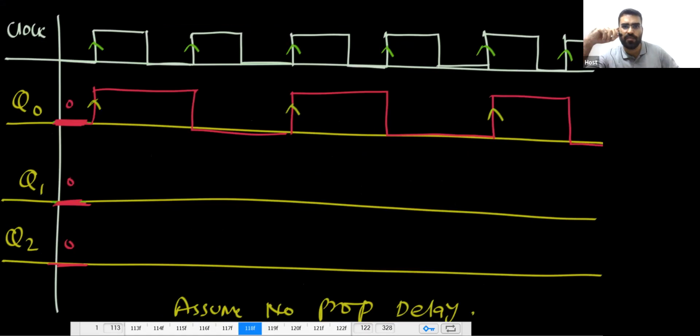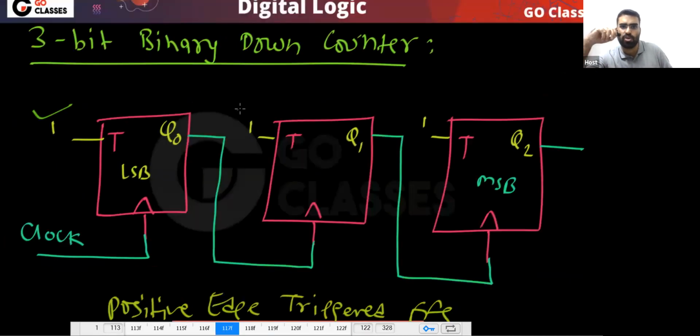Okay, so you can notice when Q0 goes from 0 to 1, then this will change. Now what will be the output? In this situation, this will change when it is going from 0 to 1. Why is it changing? Because we are fixing T equal to 1. This T equal to 1 is fixed.